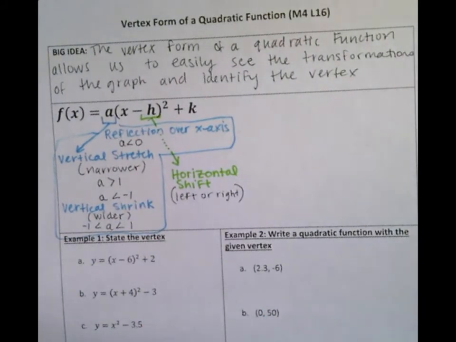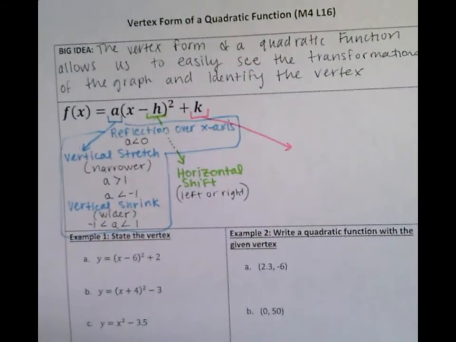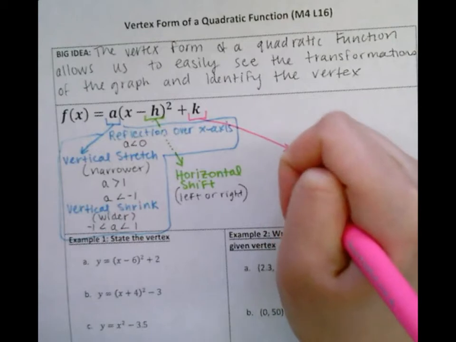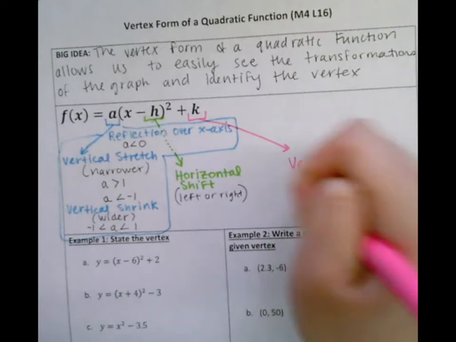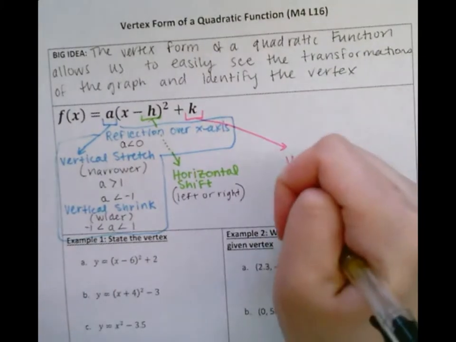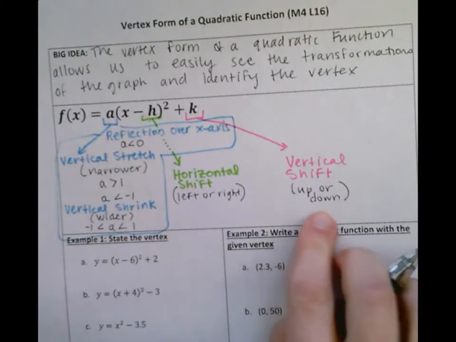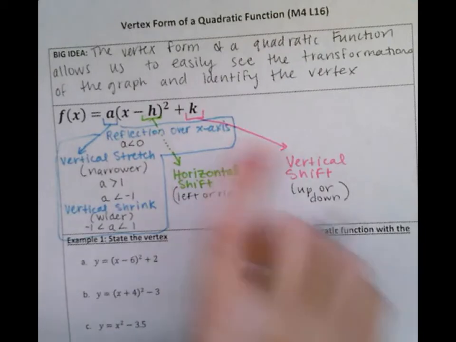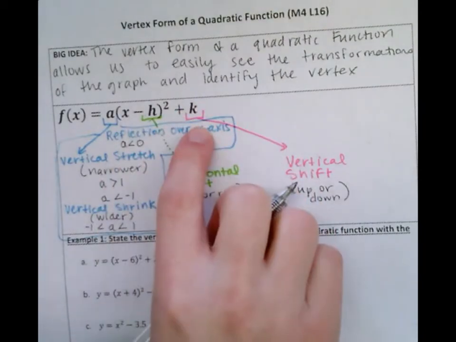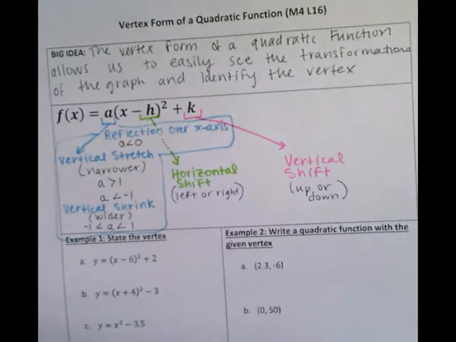Okay? And then the last one is k. I'll draw an arrow out over here for k. K is going to be our vertical shift. So that is moving our graph up and down. And what we saw with the absolute value graph is when you're adding something outside the parentheses, that's going to shift it up or down. So a positive k would move it up, a negative k would move it down.